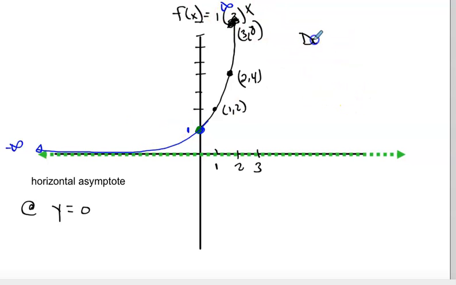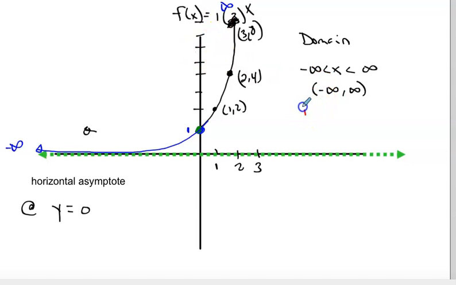So domain. Your x values can go as far left as negative infinity. How far do your x values travel to the right? All the way to positive infinity. You can use this notation, or you can use interval notation, which would be negative infinity, comma, infinity. This is notation with inequalities, and this is notation in interval notation.